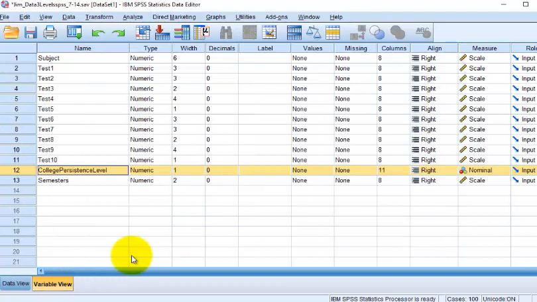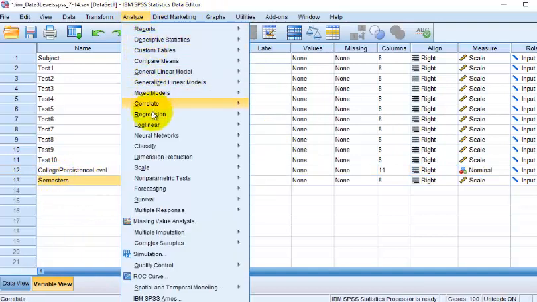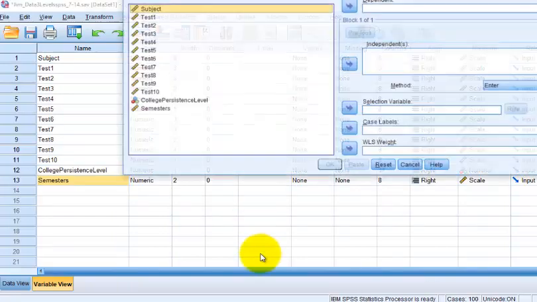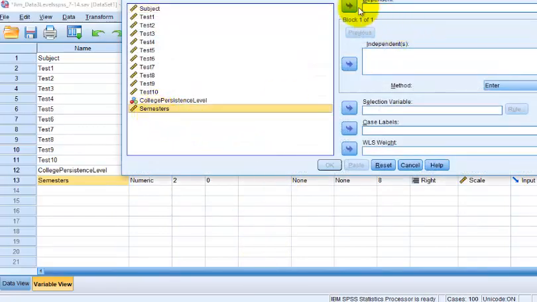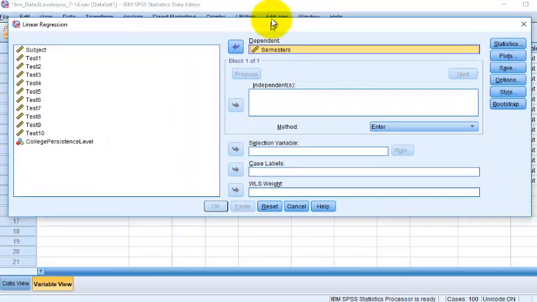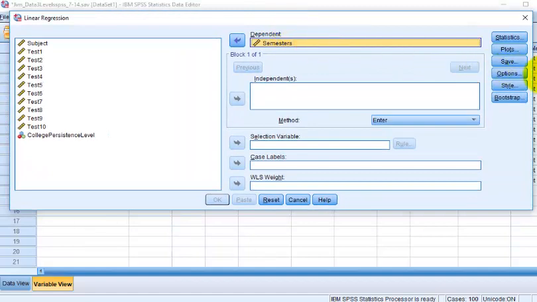I'm just going to run a multiple regression with the number of semesters as the DV. Here we go. Analyze, regression, linear. So the semesters is our DV. Let me see. Oh, it's all on the screen. And everybody else except for subject, test 1 through 10, are our IVs.